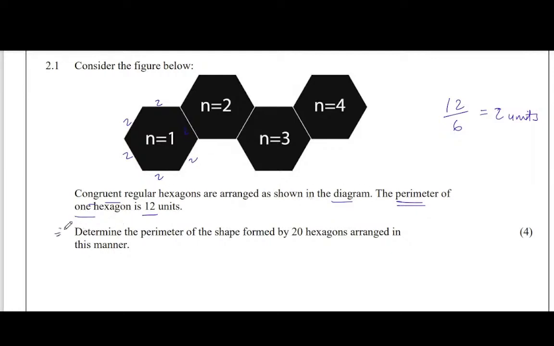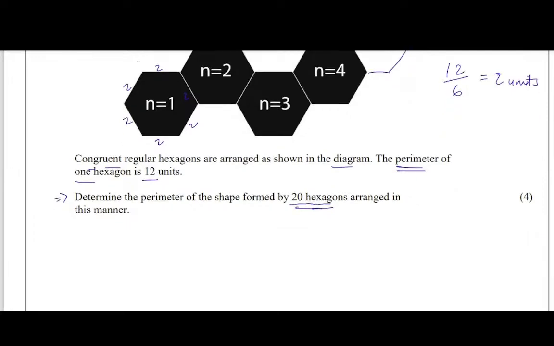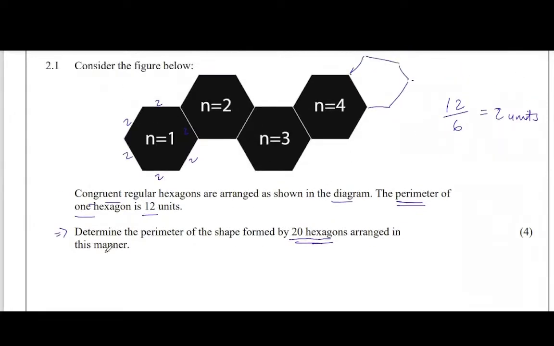Okay, so the question itself is asking us to determine the perimeter of the shape formed by 20 hexagons arranged in this manner. So we have hexagons that are just increasing in that sort of pattern. We don't know how the order is, but we have 20 of them. So one thing we need to look out for, what is going on within this question. If I look at the first hexagon, I'm having 1, 2, 3, 4, 5 sides that are independent. And then there's one side that is being shared.